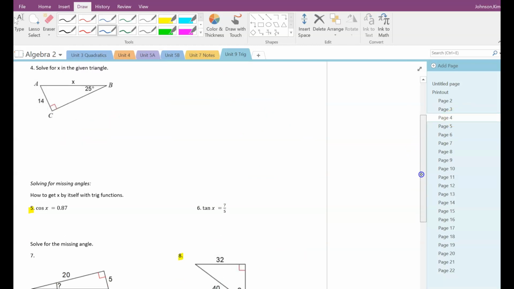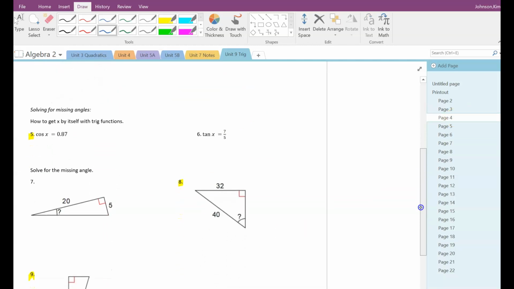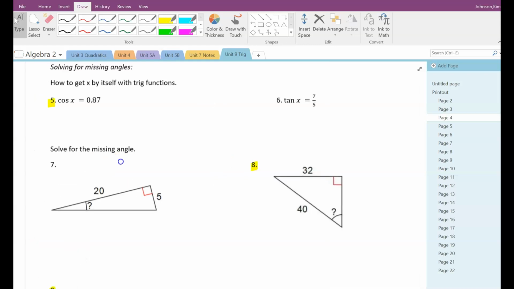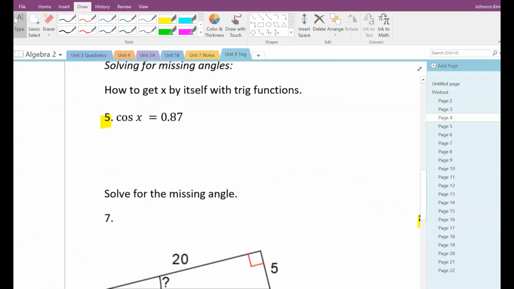Okay, so we did two examples where we're finding the missing sides. Now we're going to transition into finding a missing angle. It does take a little bit of a different thought process here, right? So if I wanted to solve for an angle, if I look at problem number 5, the angle is stuck inside the cosine function, right? So this is saying take cosine of x, and that's equal to the ratio of 0.87.